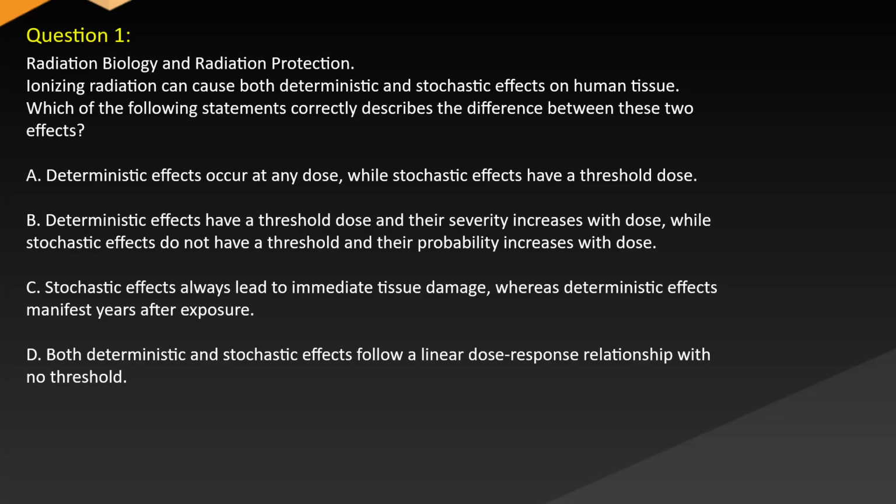Question 1. Radiation biology and radiation protection. Ionizing radiation can cause both deterministic and stochastic effects on human tissue. Which of the following statements correctly describes the difference between these two effects?